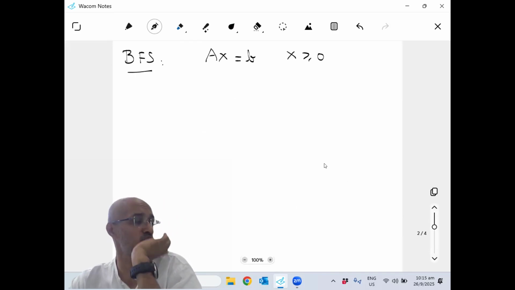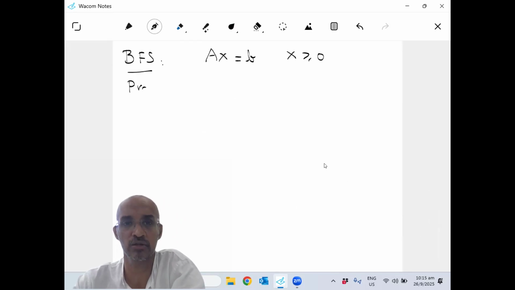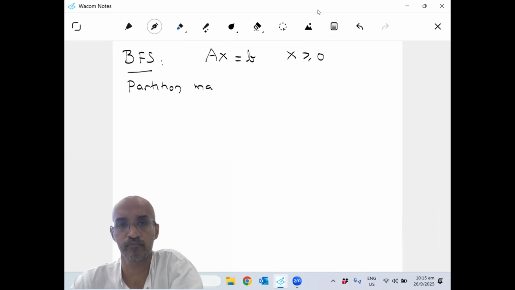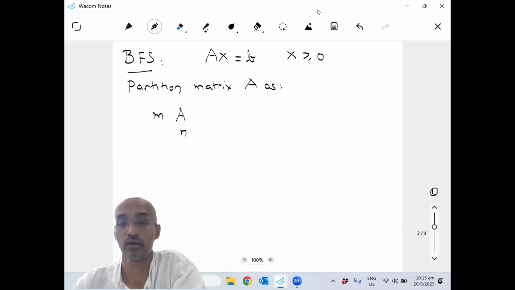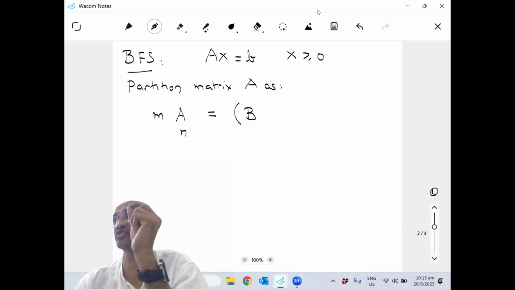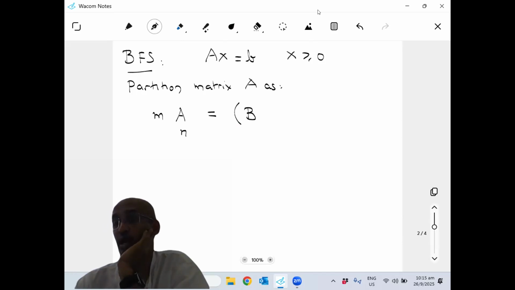So what we are going to do is partition the matrix A. Remember A is a matrix of size m by n. I will take a set of columns of the matrix, of size m by m, so this is a square matrix, and I will require this matrix to be invertible. So this has to be a full rank matrix. Then I've got a set of other columns.